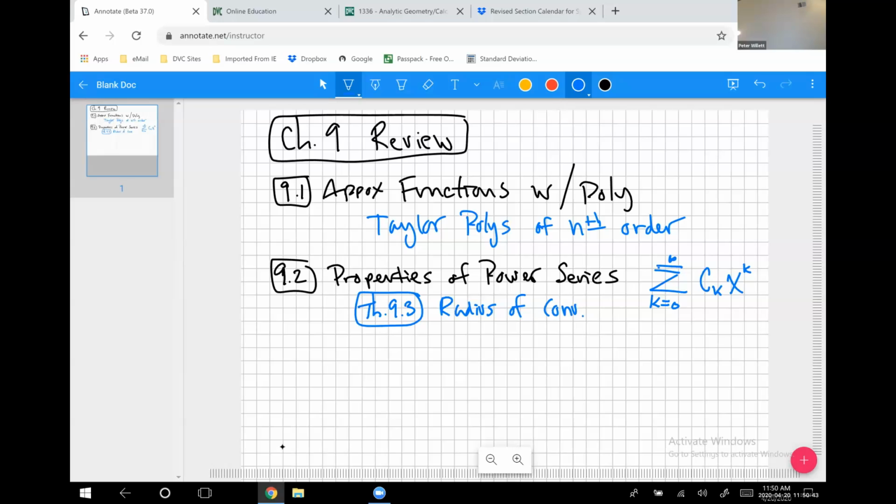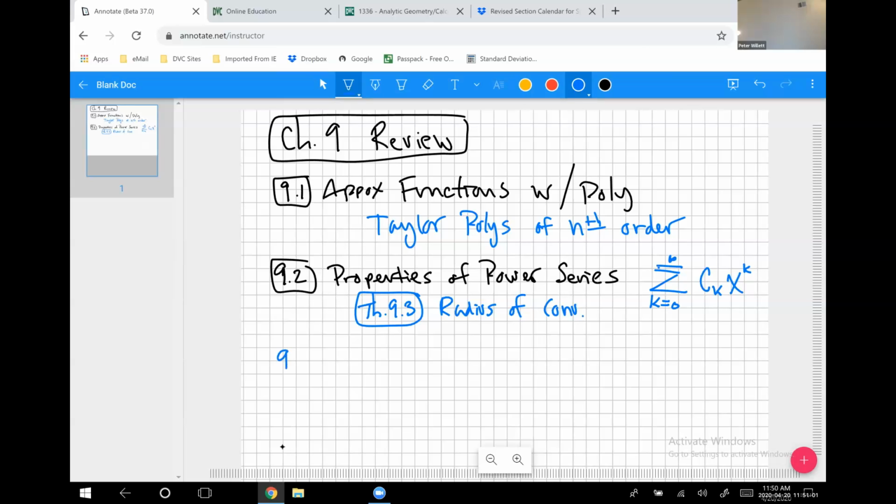In any event, so in 9.2, they basically, in general, talked about some power series and how you can think about an infinite degree polynomial as an alternate way to express the value of a function. And the geometric series was our initial example of that.